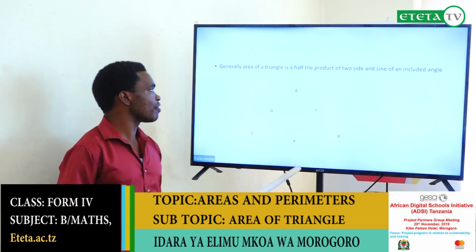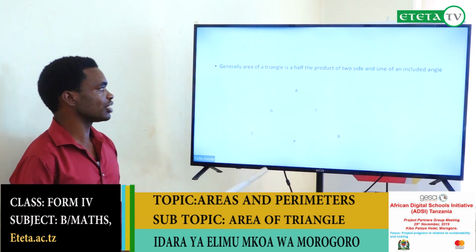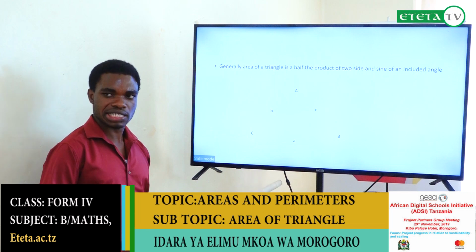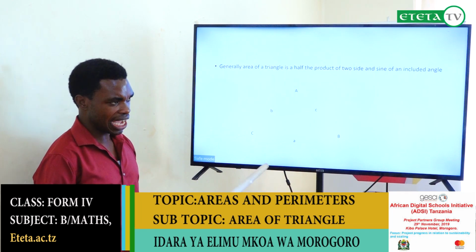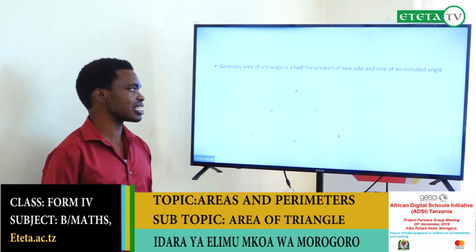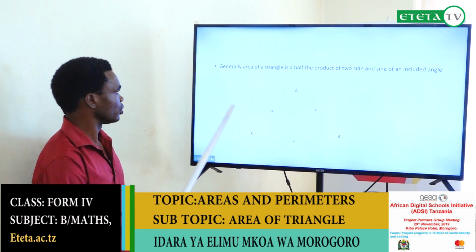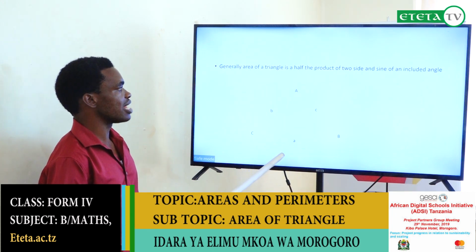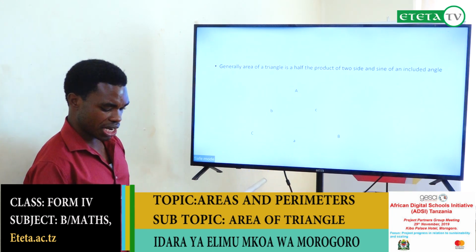Generally, the area of the triangle is a half the product of two sides and the sine of the included angle. In that case, you are not given the height or the altitude of the triangle, but you are given two sides and an included angle. The area of the triangle is a half the product of two sides and the sine of the included angle.